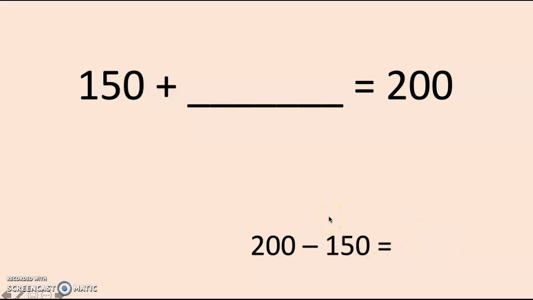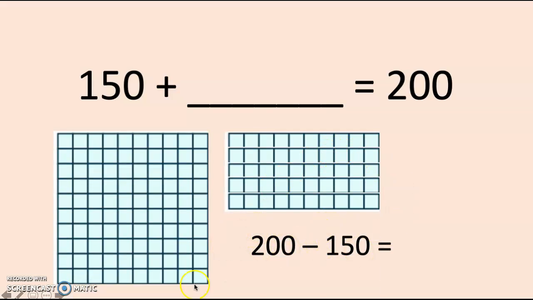Now, in order to help us figure this out, we can think about it visually, as we have the base 10 blocks. So here is a 100 block, and then here are 5 10 blocks, which is 50. And we can see that we need 5 more 10 blocks in order to equal a 100 block, another 100 block in order to equal 200. So we know that we need 5 more 10 blocks, which is 50. So the answer is 50.